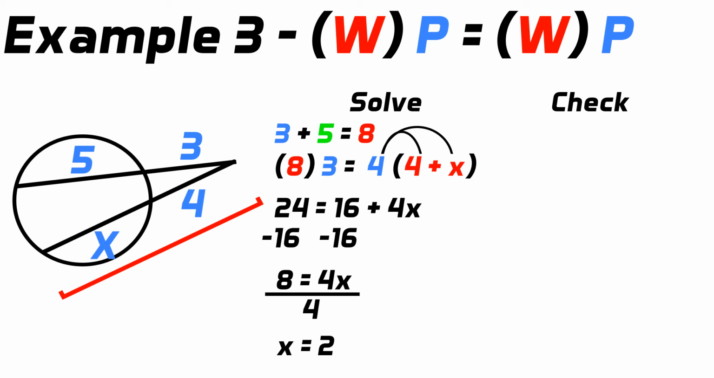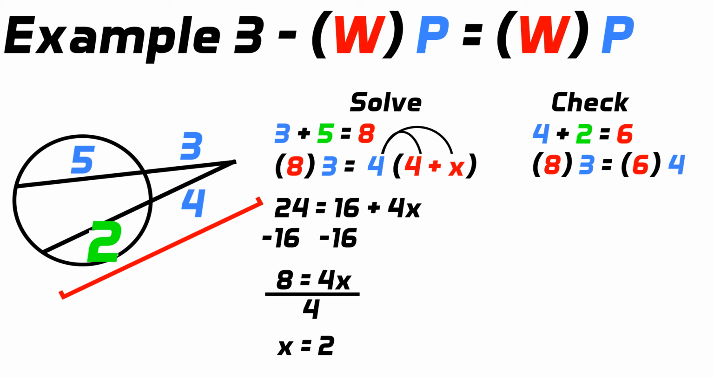Now when you want to check this, it's a little different. You're going to still do 3 times 8 as usual, but instead of doing 4 times 2, like we were usually doing if we just substituted the x in, you actually have to think of the x going back on the inside, so now you have to do 4 plus 2, which gets you 6 as your whole. So it would be 4 times 6 on the other side. Both sides should give you 24.